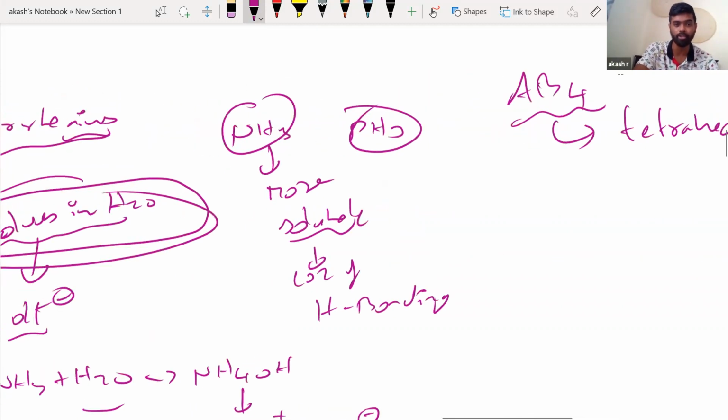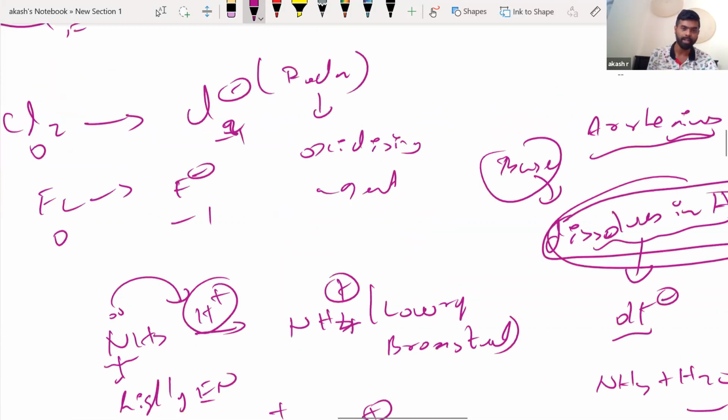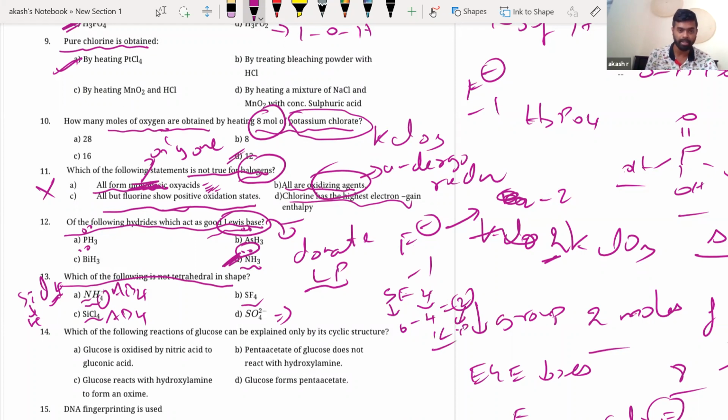So obviously the answer to this question would be SF4. How do we check? In SF4, sulfur has 6 valence electrons. Out of them, 4 are involved in bonding with fluorine. So still 2 electrons are left out. That is 1 lone pair. So this belongs to the category of AB4L. Even though there are 4 bonding atoms, there is an extra lone pair present. This would have actually formed a seesaw shape. Anyways, it is not tetrahedral. So the correct answer would be B.